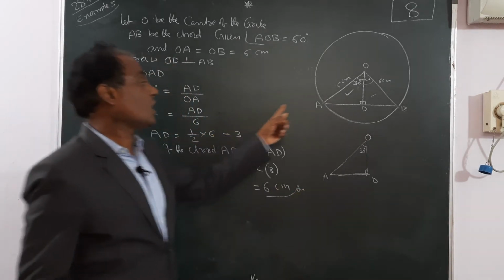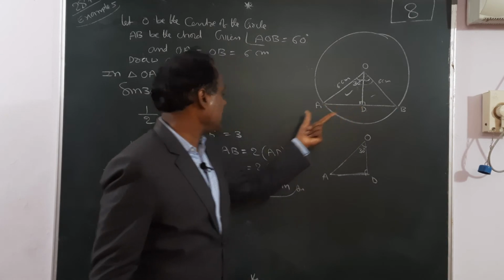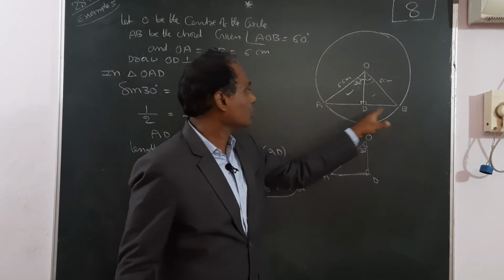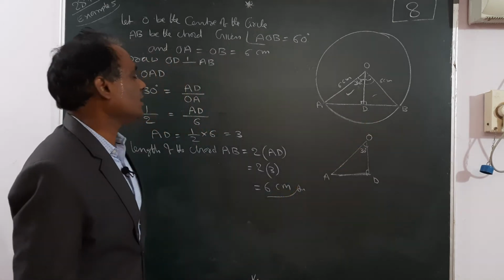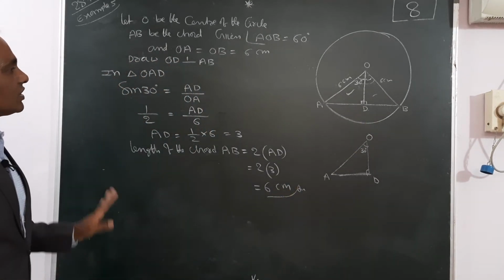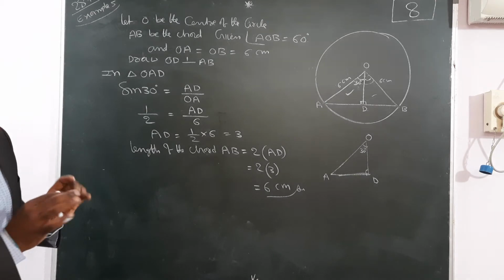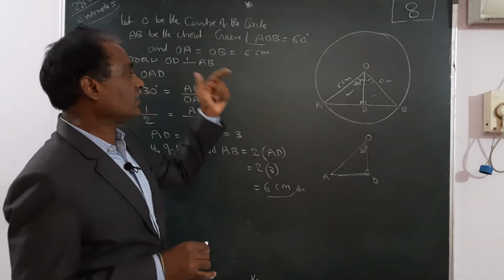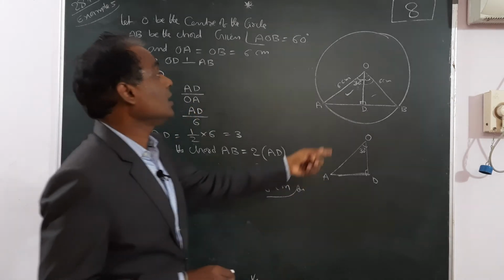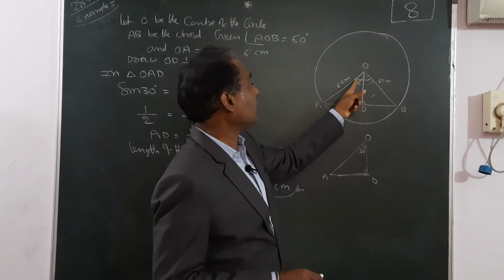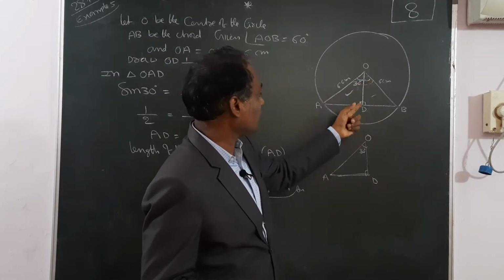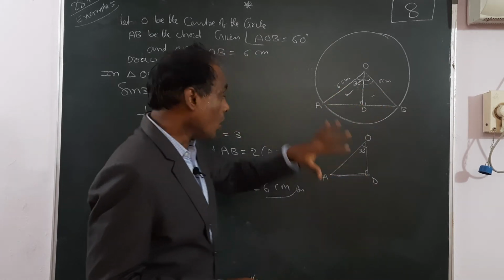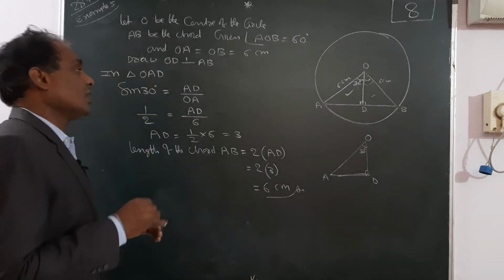So the length of the chord: we got AD as 3 centimeters. If this is 3, the total will be double. 3 and 3, total 6 centimeters. So the length of the chord is 6 centimeters. Some plane geometry concepts are also involved in this: circle definition and center, radius, chord, perpendicular bisector, dividing the angle into two equal parts, dividing the base in the ratio of other two sides, which means this will be the midpoint. All these concepts you studied in plane geometry.